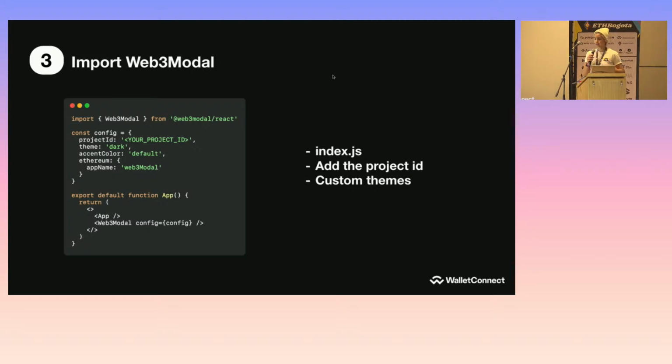To get started, we're going to first import Web3 Modal. So we have an example here. In your index.js, we're going to first start with importing Web3 Modal from Web3 Modal React. And then we're going to configure our project. That project ID will be that same ID you just created from the Developer Cloud. We have different theme options. We have different accent color options as well. And this is the Ethereum object where you can go ahead and name your app.